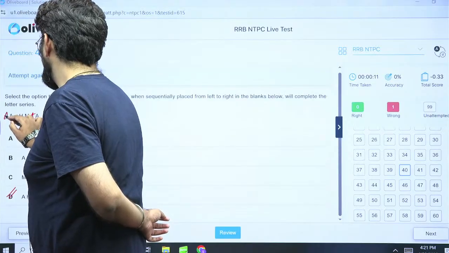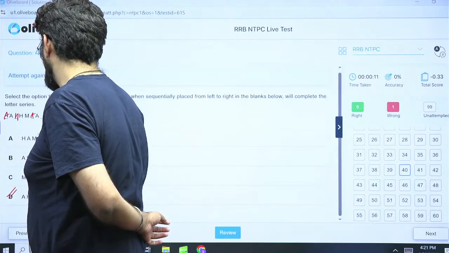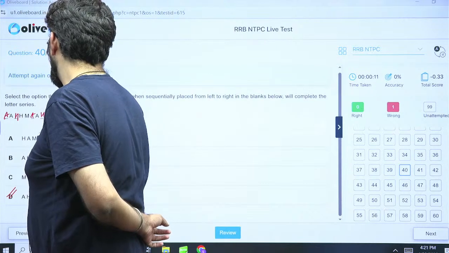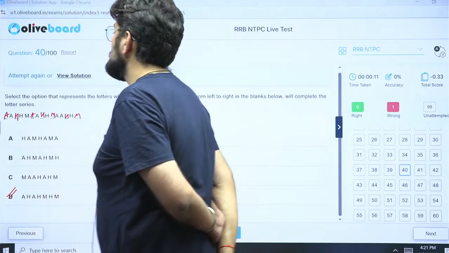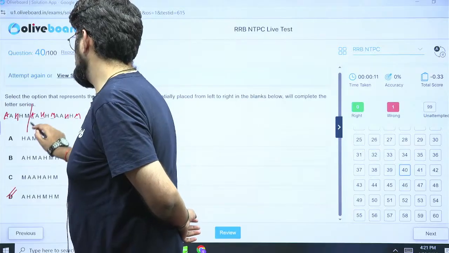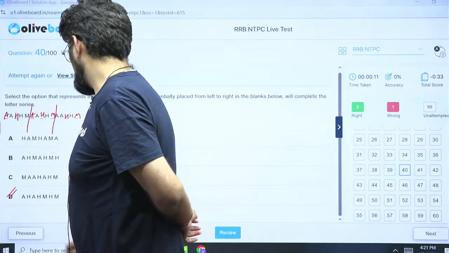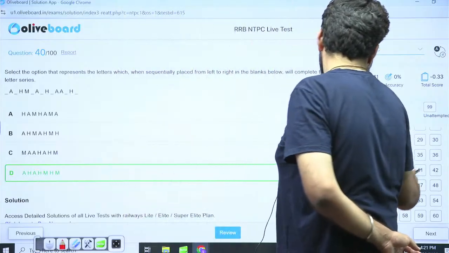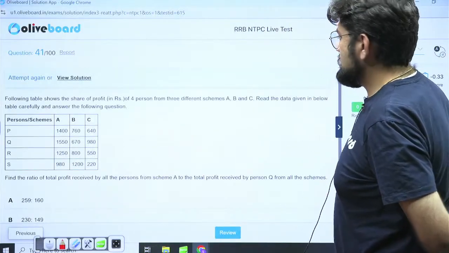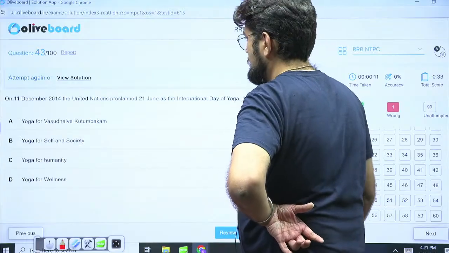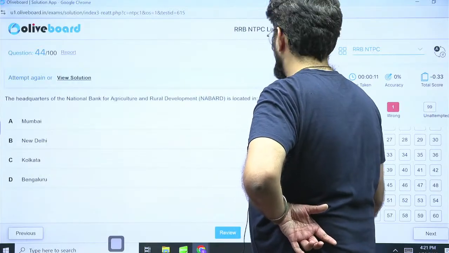Check for the repeat pattern. Double A H, double A double H M, double A double H M, double A double H M. Yes, option D is the correct answer. Next, question number 41 is DI, 42, 43, 44.